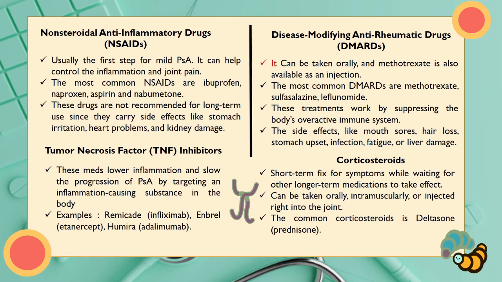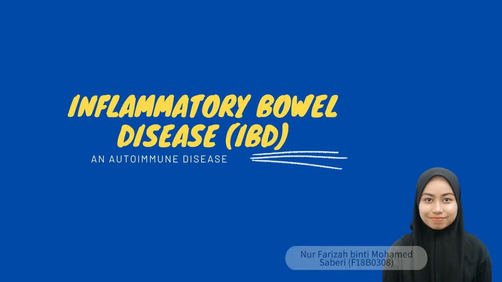It is a short-term fix for symptoms while waiting for other long-term medication to take effect. It can be taken orally, intramuscularly, or injected right into the joints. The common corticosteroids are Deltasone and prednisone.